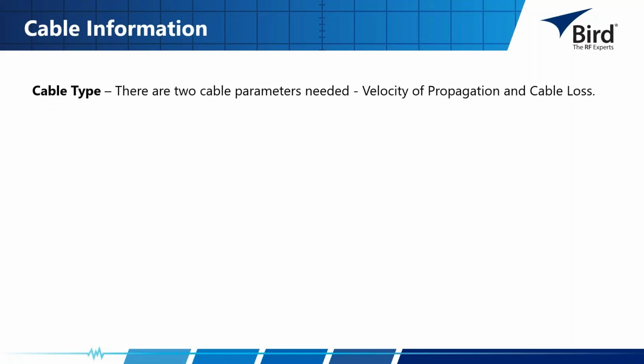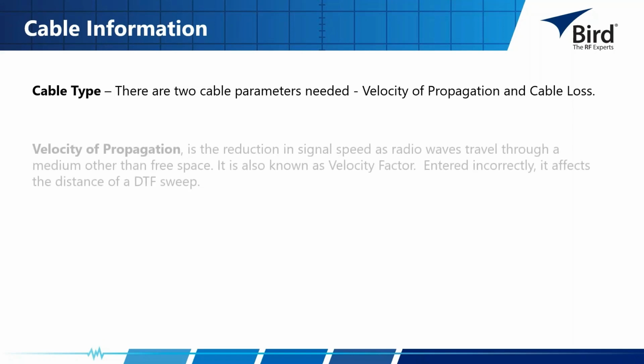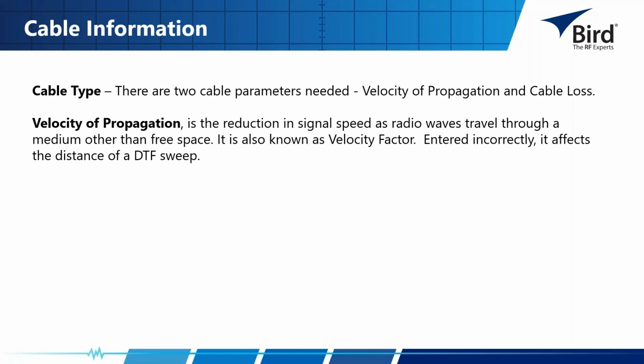The cable information we need to know: there are two parameters for every cable, velocity of propagation, or velocity factor, and cable loss. The velocity of propagation is the reduction in signal speed as radio waves travel through a medium other than free space. This is also known as velocity factor. Entered incorrectly, it affects the distance of a DTF sweep.